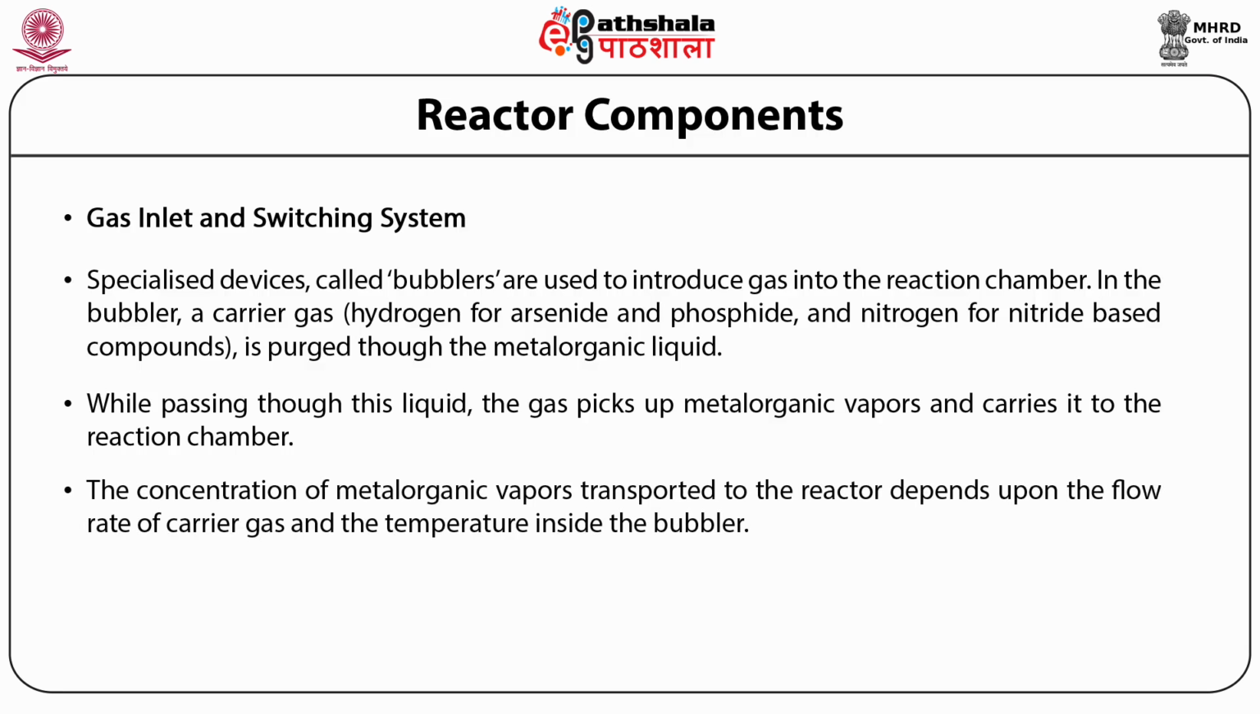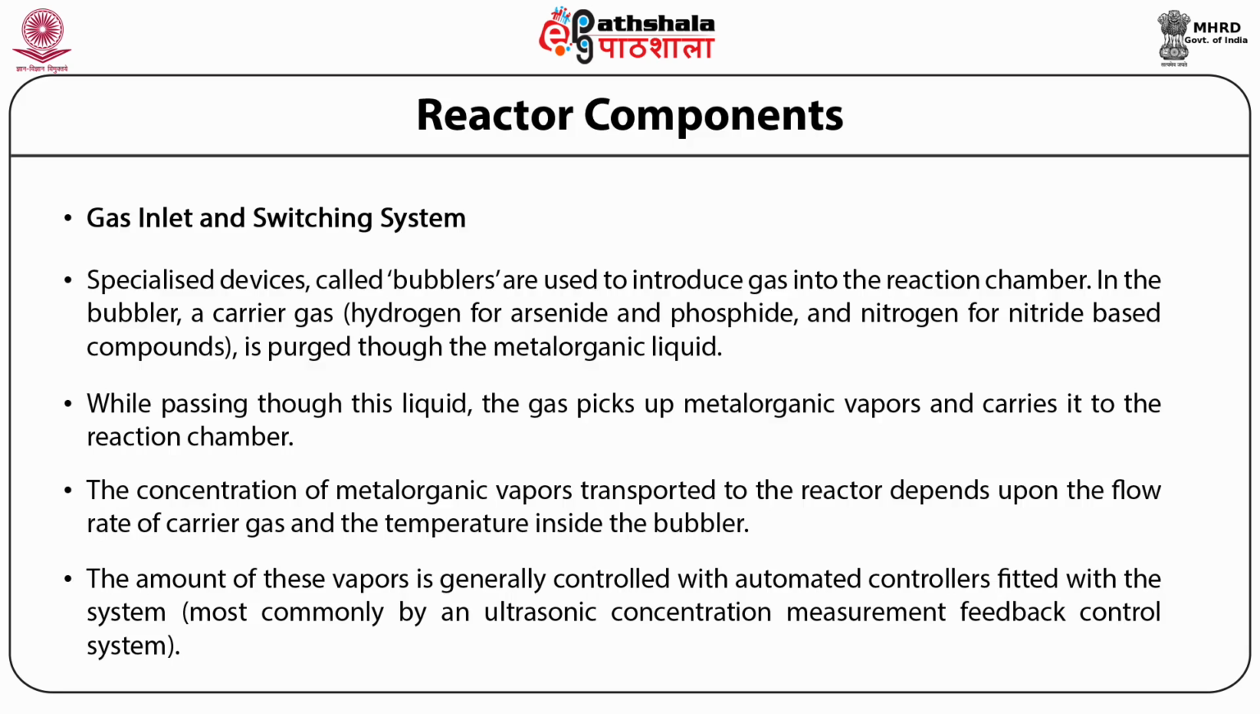The concentration of metal organic vapors transported to the reactor depends upon the flow rate of carrier gas and the temperature inside the bubbler. The amount of these vapors is generally controlled with automated controllers fitted with the system, most commonly by an ultrasonic concentration measurement feedback control system.